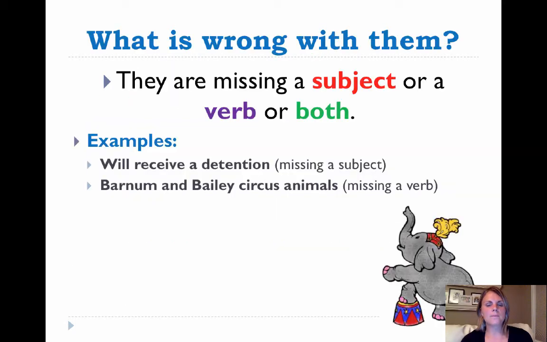So if we go back and look at these example fragments, let's just pretend we don't know if they're a fragment or not, so we're going to test them. "I believe that will receive a detention." It doesn't make sense. So since it doesn't make sense, you know there's something wrong with it. And "I believe that Barnum and Bailey circus animals." Again, it doesn't make sense, so you know it's a fragment. But if you have a sentence like, "I like pizza," and you say, "I believe that I like pizza," it sounds complete, so therefore the test shows you that it is a sentence.